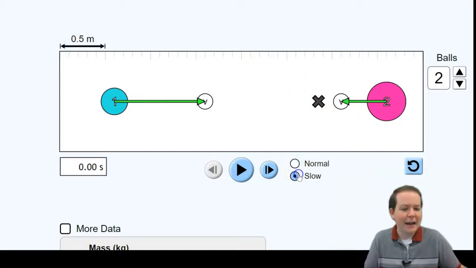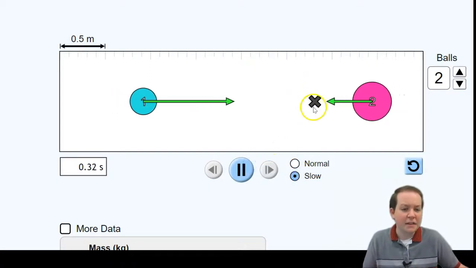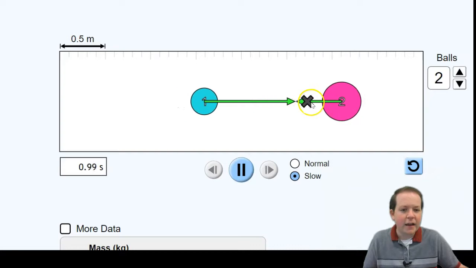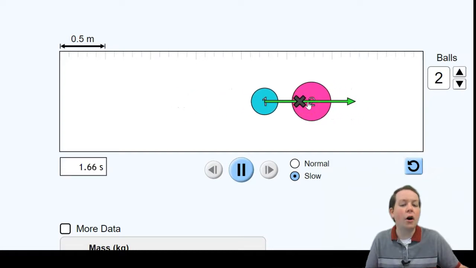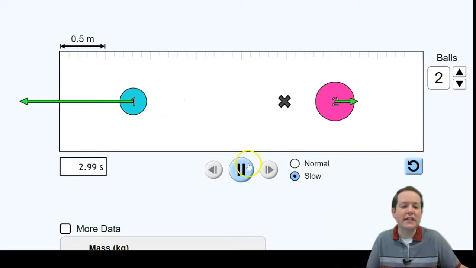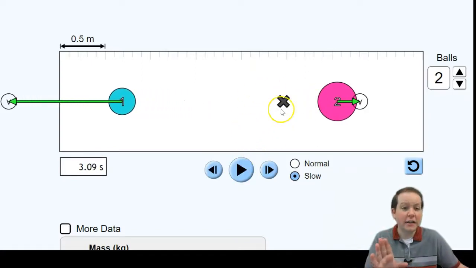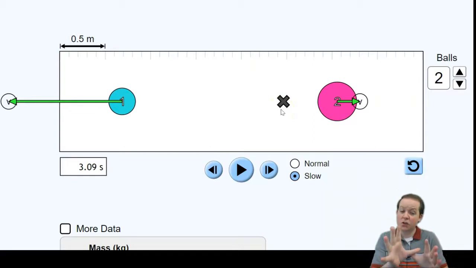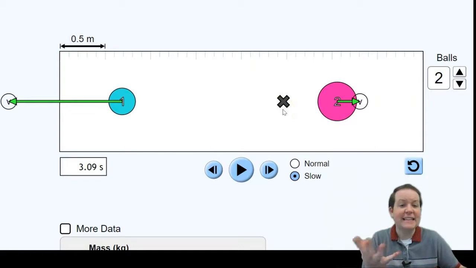Now when I hit play, I'm going to have this in slow motion. The center of mass is moving, and it's moving at a constant velocity even after the collision takes place. Because remember, that collision is not a net external force. Momentum is still conserved. So the velocity, the speed of the center of mass, started out going to the left. It, in fact, continues going to the left even after the collision.